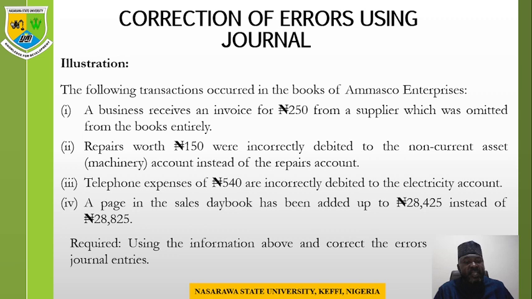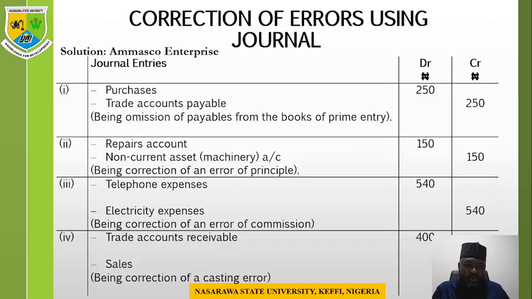The third scenario states that telephone expenses of 540 naira are incorrectly debited to electricity account, meaning there is an error. And how do we correct it? We need to take away the 540 from telephone expenses account, and then we remit it to electricity account. How do we do that? Already this 540 is erroneously included on the debit side of telephone expenses. So we need to credit telephone expenses account, and then where it should go ordinarily should be electricity account. So as we are taking it away from telephone expenses account, electricity account should receive that amount. And if electricity is receiving, it means we debit electricity and then we credit telephone expenses because telephone expenses need to relinquish that amount. So let's see what was done.